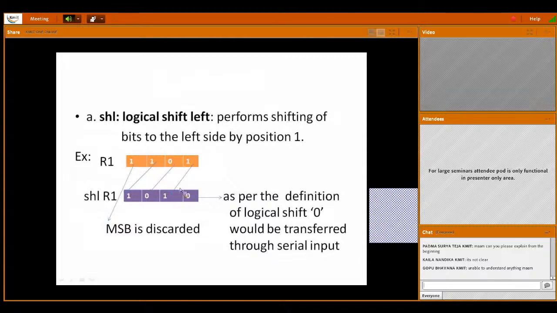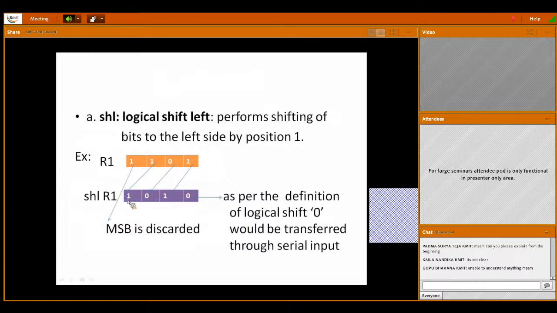The LSB bit of the register R1 comes to the first position. Then what happens? A serial input of 0 is transferred to this element for the right shift, the logical right shift. So when you consider R1, the data 0, 1, what happens? Bit by bit transfer. The bits shift towards the right. So this will come here, and this will go here, and this bit will be shifted to here.